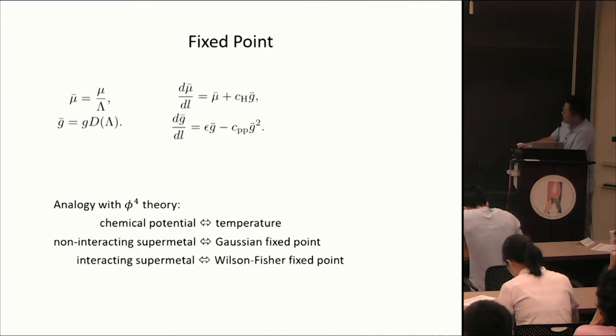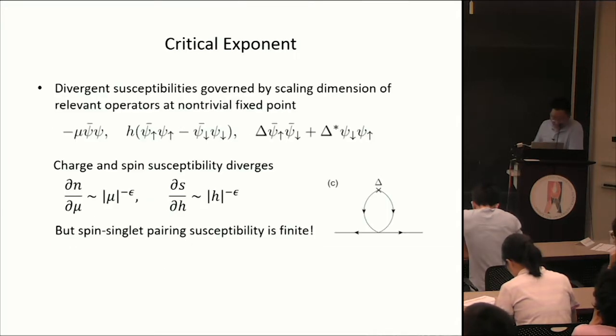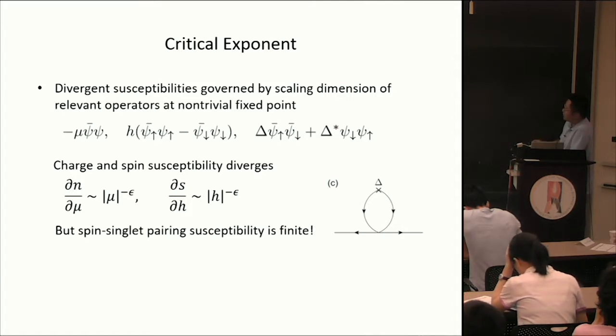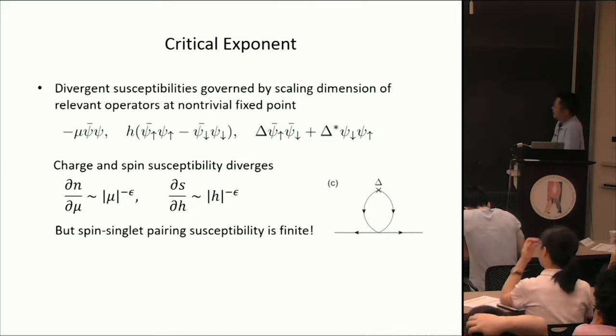And you clearly see that from this RG flow, there is a fixed point at finite interacting strength. And we would like to understand the properties at this interacting fixed point. For that purpose, we need to compute susceptibilities at this interacting fixed point. And these susceptibilities are governed by the scaling dimension of relevant operators.